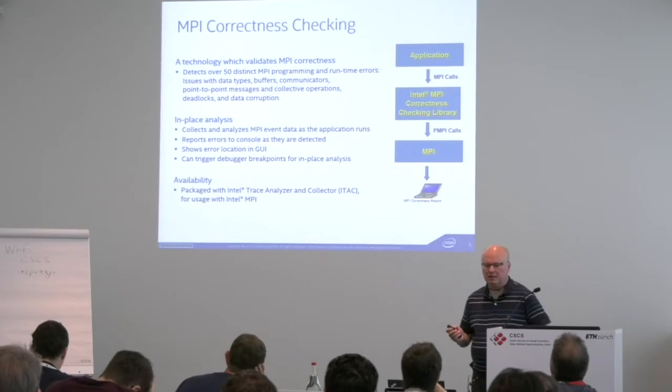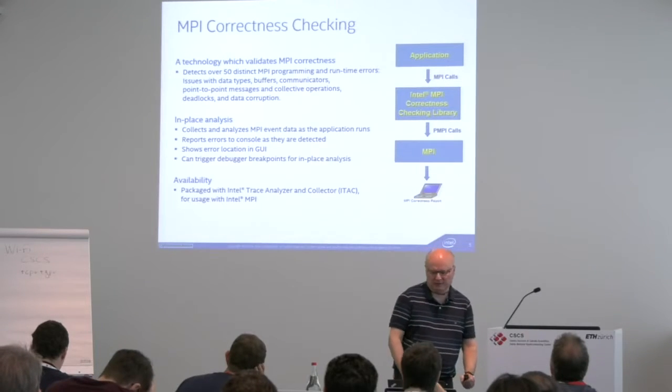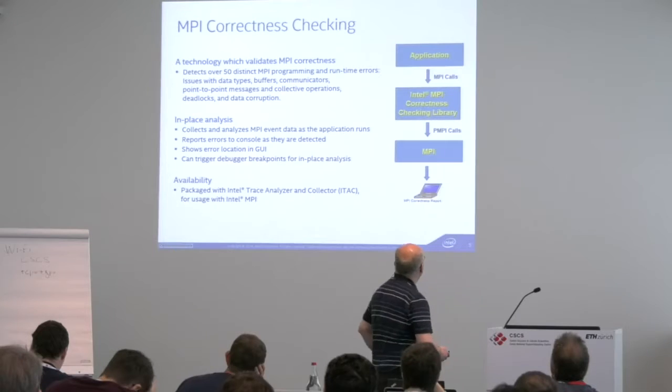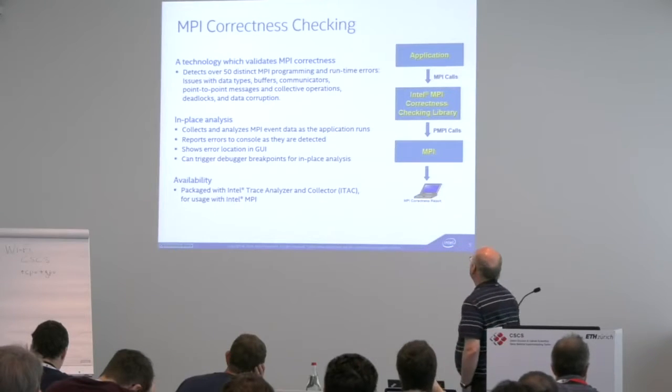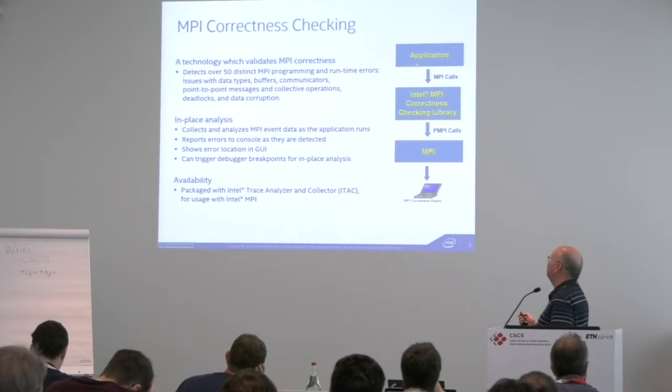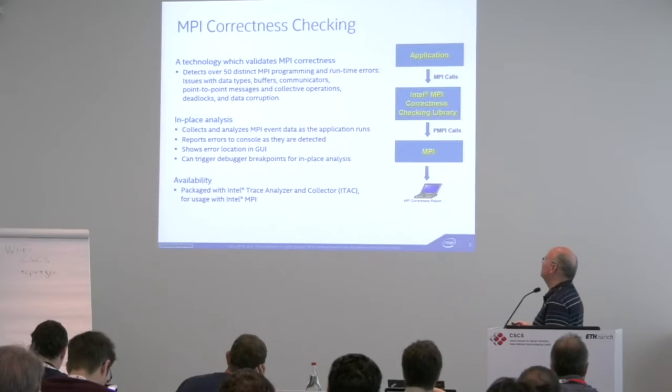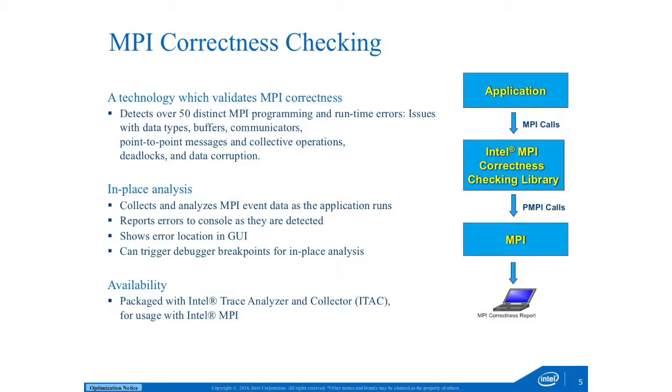So correctness checking would work like this. I think I don't need to tell too much about it. Over 15 distinct programming errors and runtime errors are found.